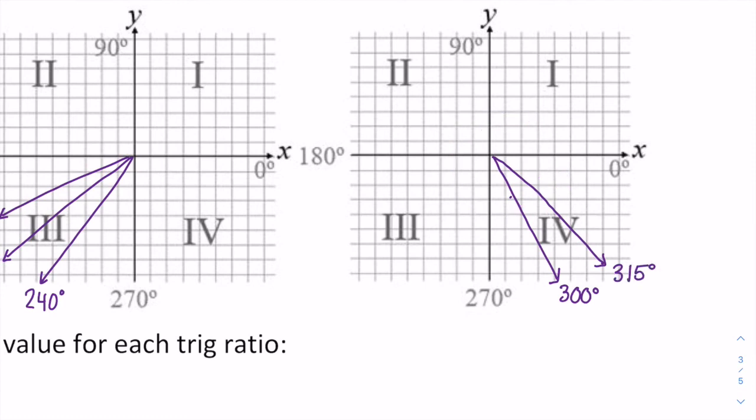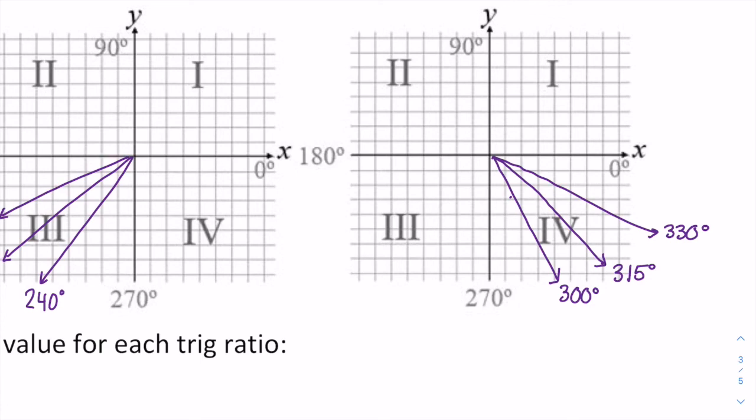And now let's do our last one that has our related acute angle of 30 degrees. So I went all the way from 0, went all the way around, and then only had 30 degrees left to get to a full circle. So I'll have 330 degrees. So those are all of my special angles, the ones that we can find exact values for.